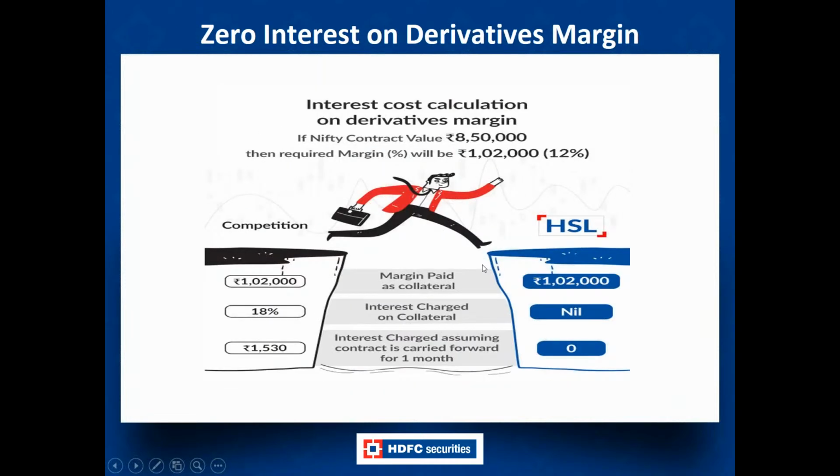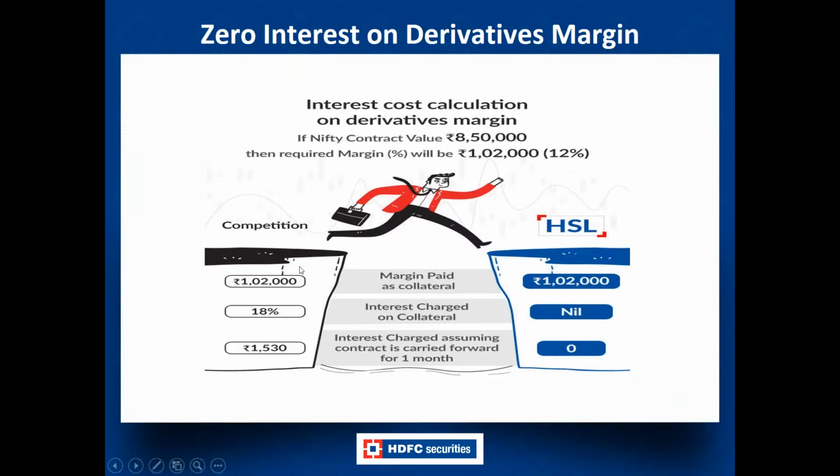One more advantage from HDFC Securities is zero interest on derivative margin. What exactly is it, let us understand. If you want to trade in the derivatives market and you are short of cash, the facility we give in HDFC Securities is that you can pledge some of the shares from your portfolio, and against that, the margin provided is called the collateral margin. You can use that margin to trade in the derivatives market without any interest cost.